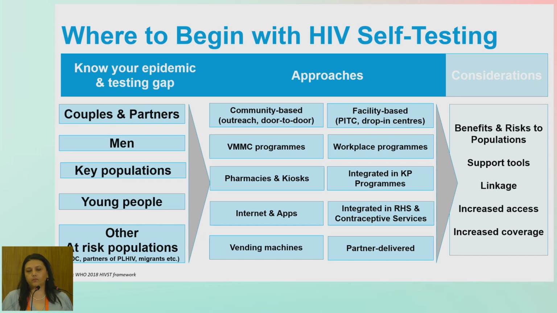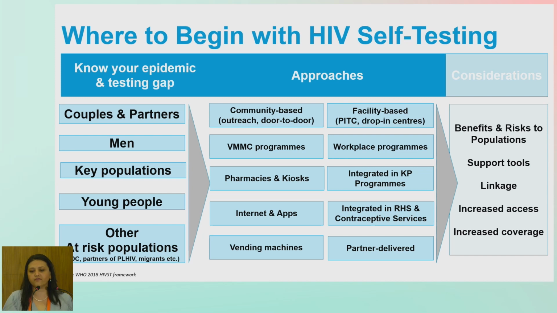I mean, as a program, where do we begin? We always have this question of, you know, we've been a country where we've seen facility-based testing for decades. How do you change the whole algorithm, or how do you change the mindset of people to come and take a self-test kit for their home testing? So, you know, you can actually look at your epidemic in your country. You can look at the testing gap and actually prioritize a few populations.